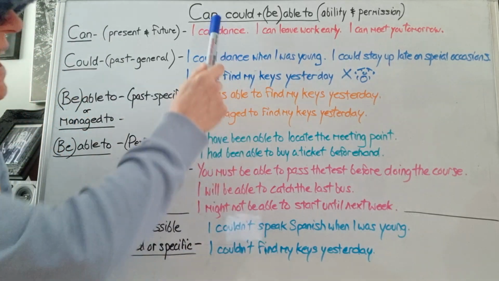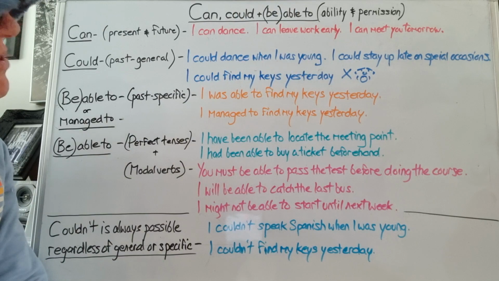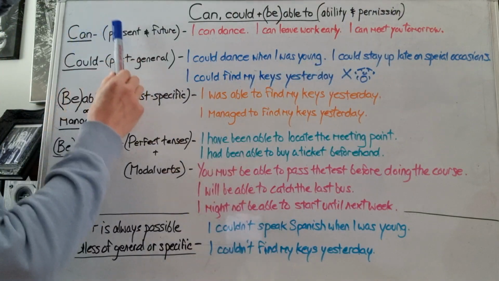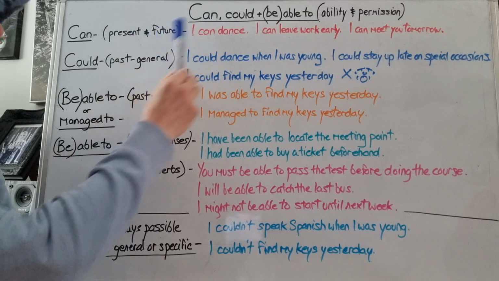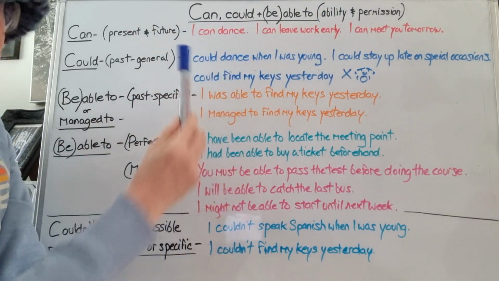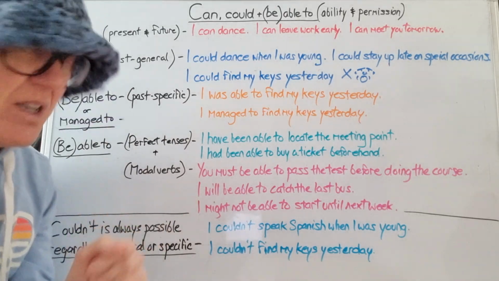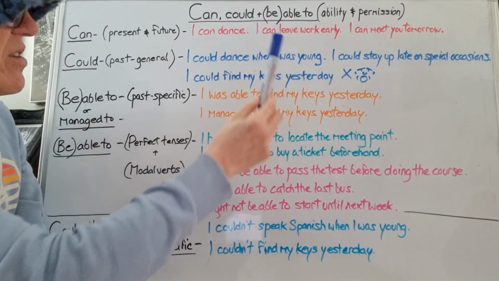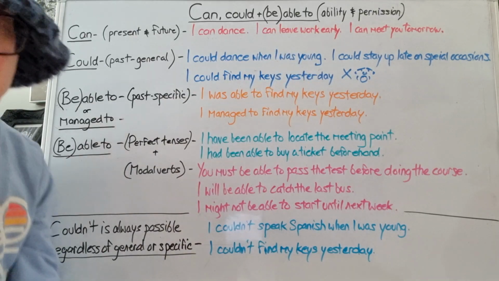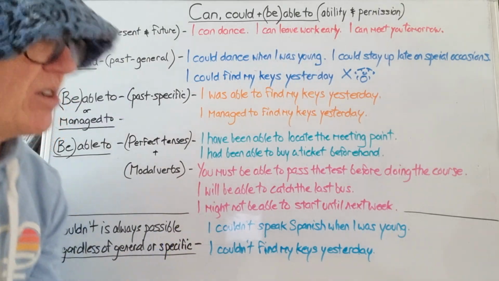So let's have a look at can, could, and be able to for ability and permission. Can is used for the present and future for ability and permission. For example, I can dance. That's ability. It could be permission, but it depends on the context. I can leave work early. Again, that's ability or permission. It depends on the context.